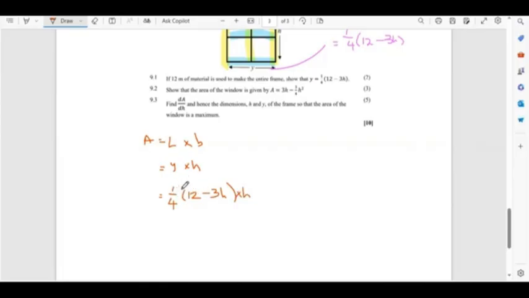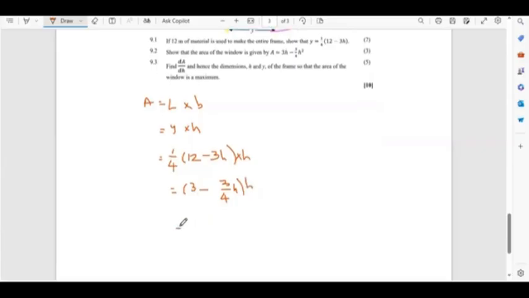First, let me start by distributing this 1 over 4 into this bracket. So I'm going to say 1 over 4 multiplied by 12, as well as 1 over 4 multiplied by minus 3h. So this is going to be equal to, still in brackets, 3 minus 3 over 4h. Remember, all this is multiplied by h. Now, distributing this h into this bracket, I would have 3h minus 3 over 4h squared.